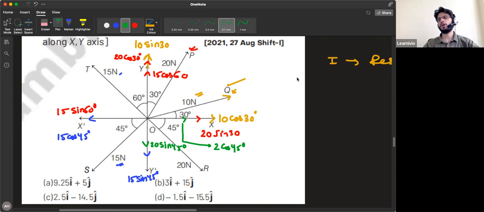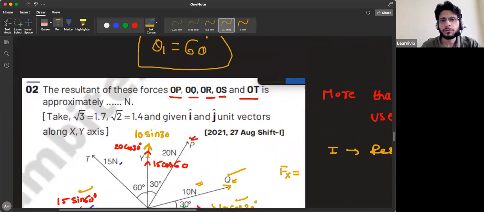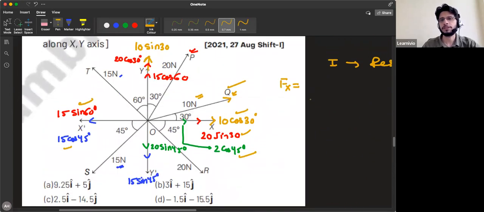So that was the first step. You have to resolve all vectors along x and y-axis. In the next step, calculate net force along x-axis. Now let's count the total number of vectors along x-axis. So this is along x-axis, this is along x-axis, this is along x-axis, this is along x-axis, this is along x-axis. So we have 5 vectors in total. Yes, 5 vectors along x-axis.